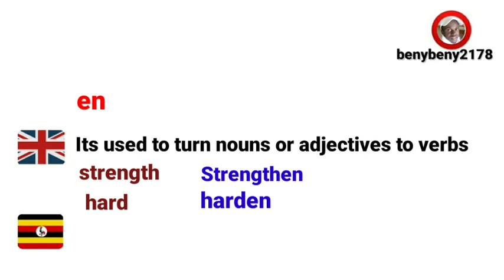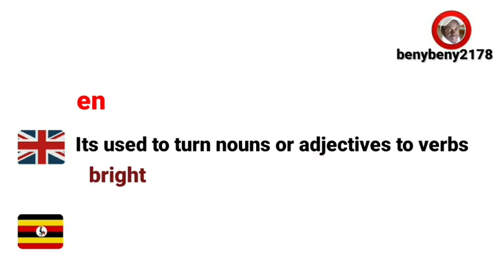Remember, we said these suffixes are added at the end of the verb or a noun. For example, hard to harden. So en is placed at the end to form harden. Bright to brighten.